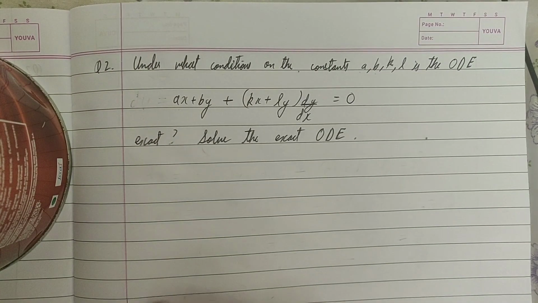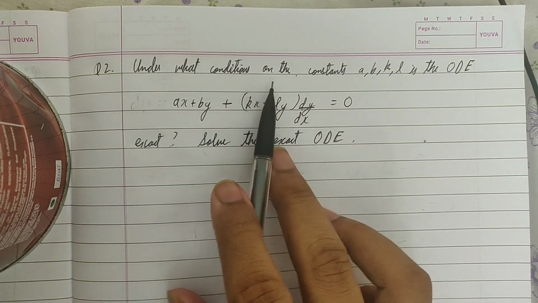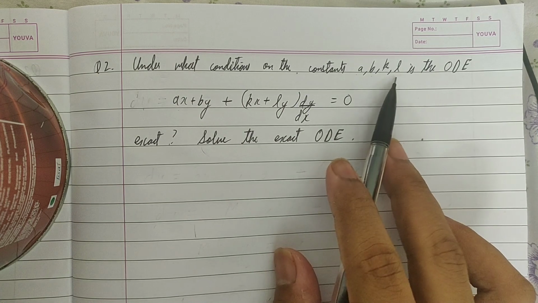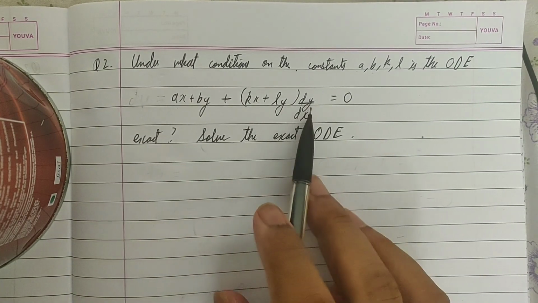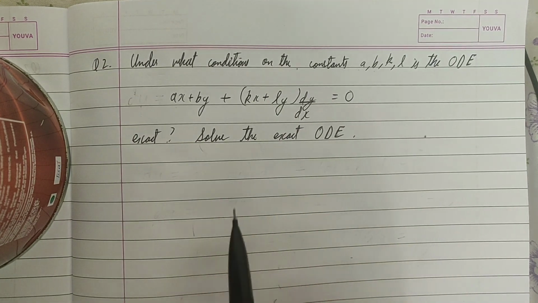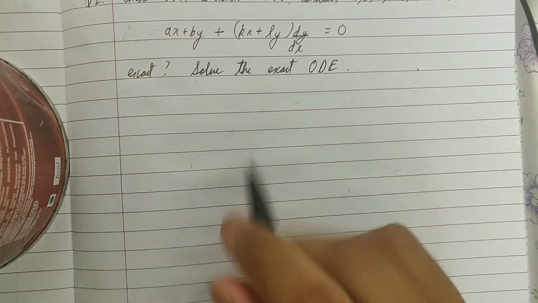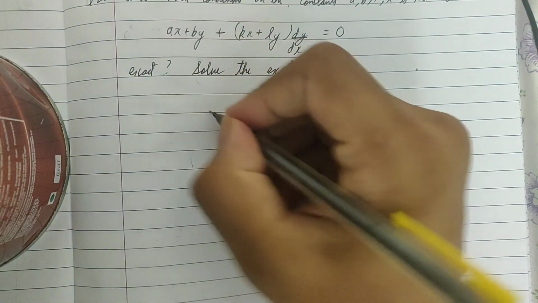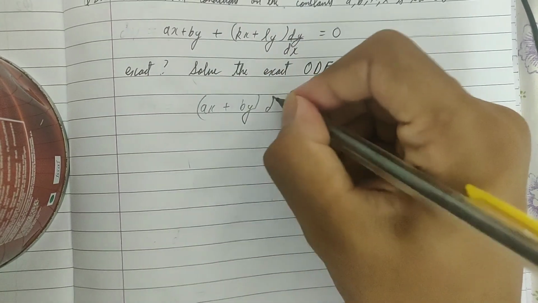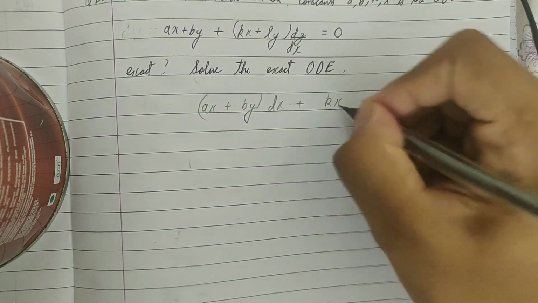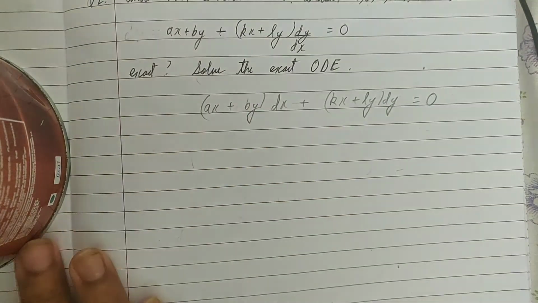So this here is the second question of our NSEM examination. It asks us under what conditions on the constants a, b, k and l is the ODE (ax + by) + (kx + ly) dy/dx = 0 exact. So first of all, let us rewrite that equation as follows: (ax + by) dx + (kx + ly) dy = 0.